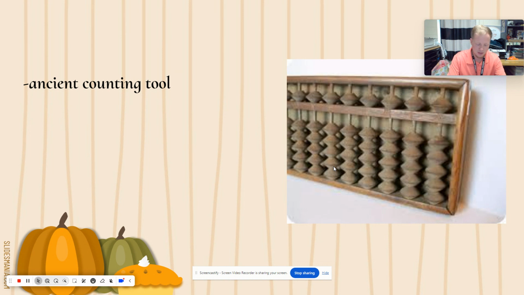All right, your next question there. What is considered the earliest computer by some? This is an ancient counting tool. If you don't know what it is, this is called an abacus. All right, this is what has been used for hundreds, thousands of years, and some even consider this the earliest form of a computer. Even though we're going to talk about what makes a computer, this is what some use and kind of consider one of the earliest computers.